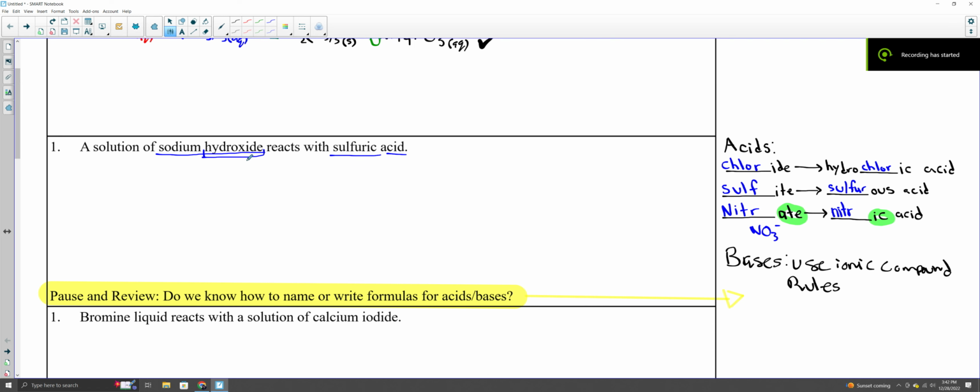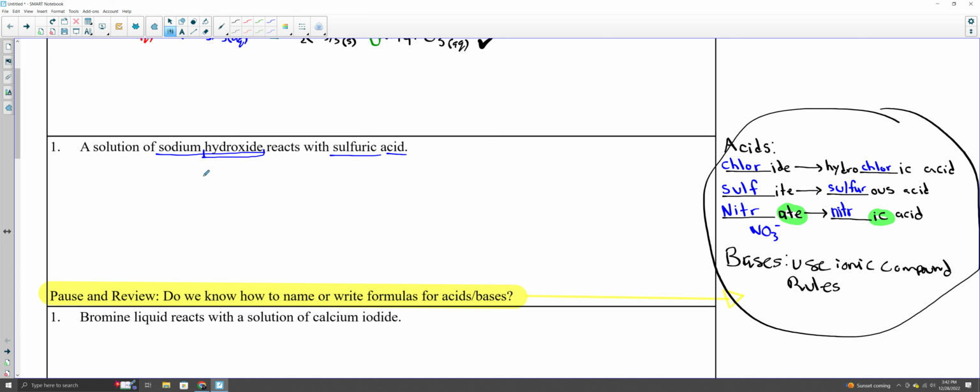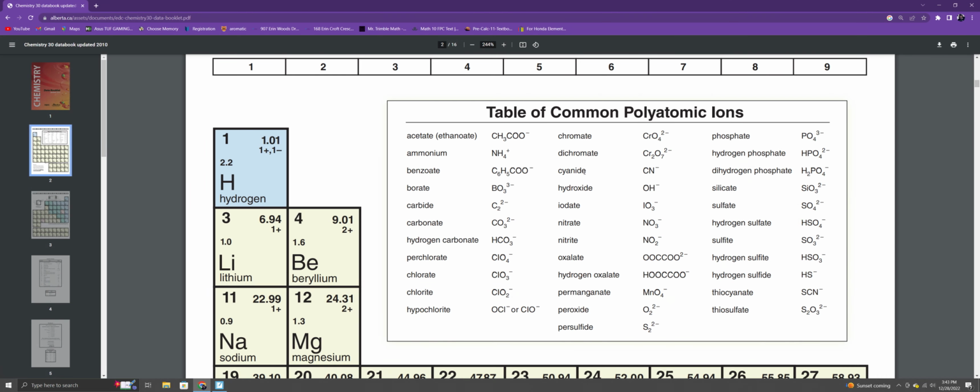Now that we have completed the little mini lesson on acid-base naming, we can use it to our advantage in this question. So it says a solution of sodium hydroxide. Well, we can look up sodium in our periodic table. It's Na, charge of +1. We should be making an ionic compound here because it's metal and then non-metal. Hydroxide is pretty simple. It's OH -1. It's in our polyatomic ions right over here, hydroxide, OH -1.